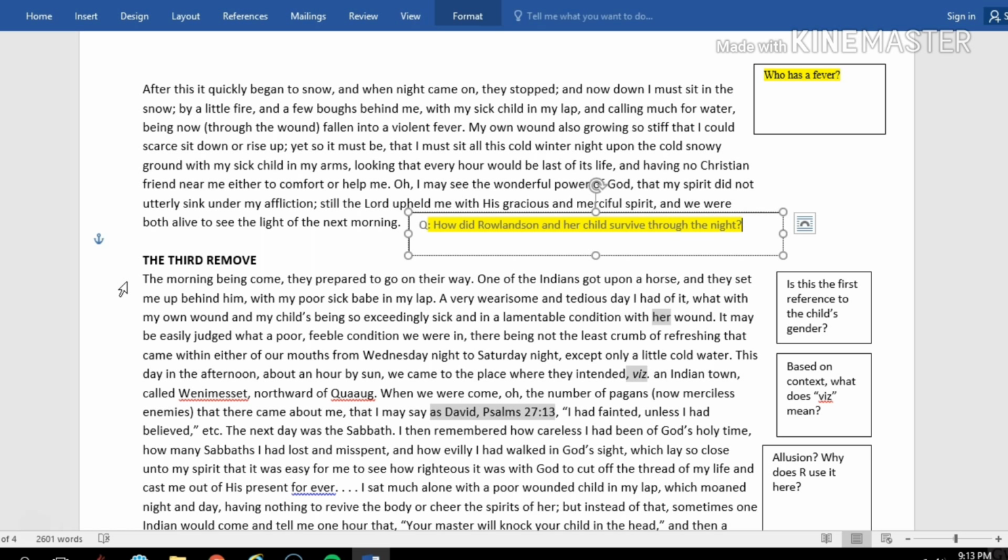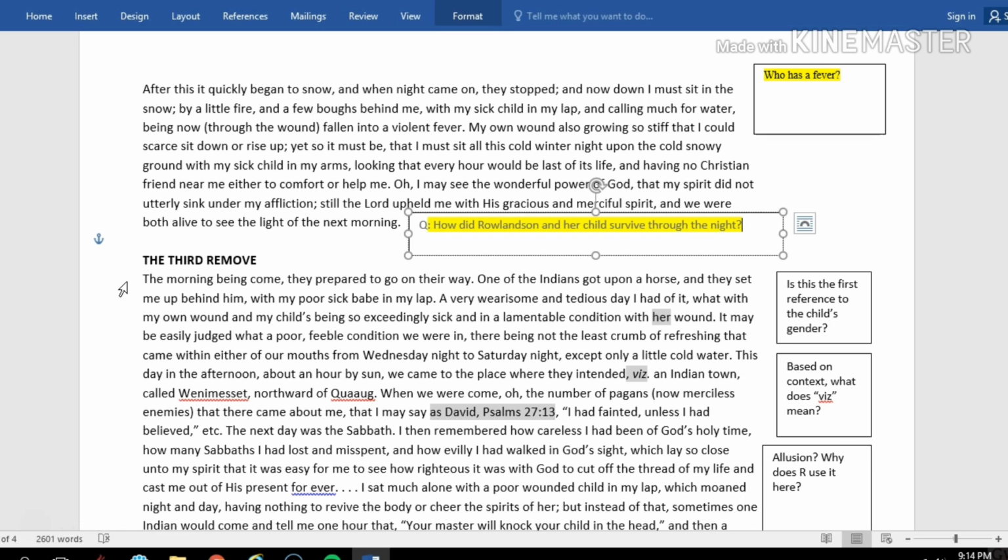About an hour by sun we came to the place where they intended, viz., an Indian town, called Wenimesset, northward of Quabaug. When we were come, the number of pagans, now merciless enemies, that there came about me, that I may say, as David in Psalms 27:13, "I had fainted unless I had believed," etc. The next day was the Sabbath.